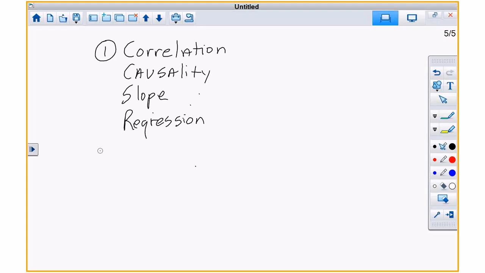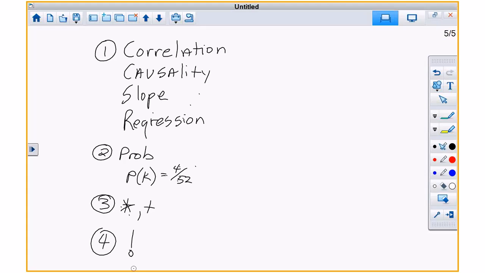The second thing we covered was basic probability. What is the probability of pulling a king out of a deck of cards? That's 4 out of what? 52. That's when we did the die and the cards. Third thing, we learned the multiplicative rule and the additive rule via the video that I created the other day. And today we learned about factorial and exponential counting. I think there's one more section that I haven't covered. I'll have to go through and look at the outline.